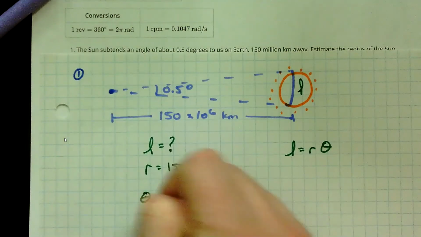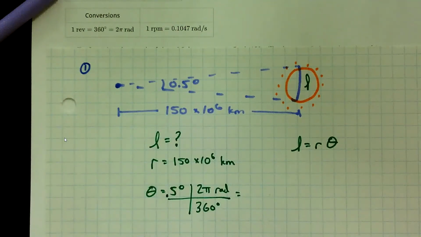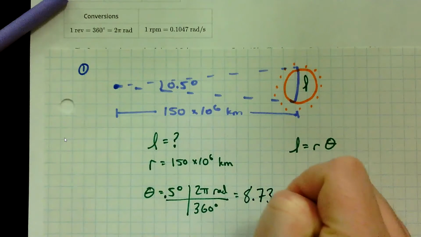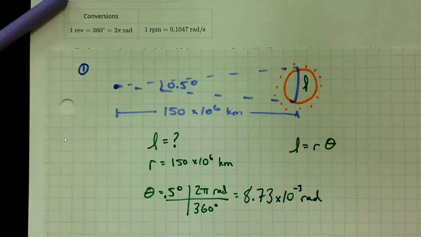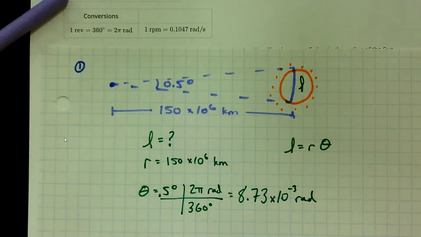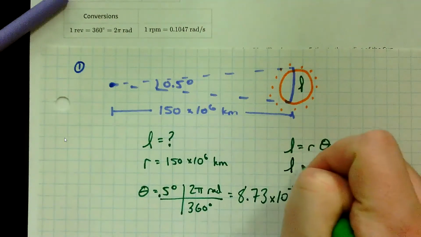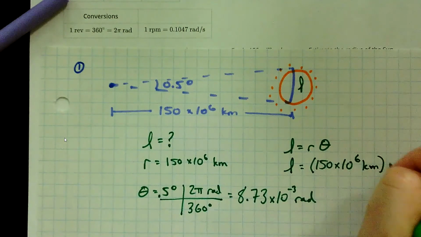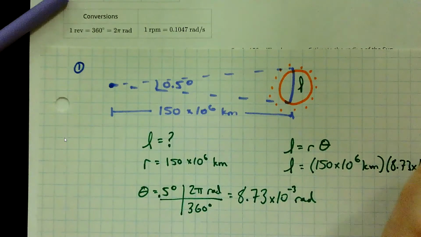It's 0.5, sorry, thank you. So I get something like 8.73 times 10 to the negative third radians. If you want, you can put it in terms of pi, that's fine. So if I do this right, then I can say that L is equal to R, 150 times 10 to the sixth kilometers, times 8.73 times 10 to the negative third radians.